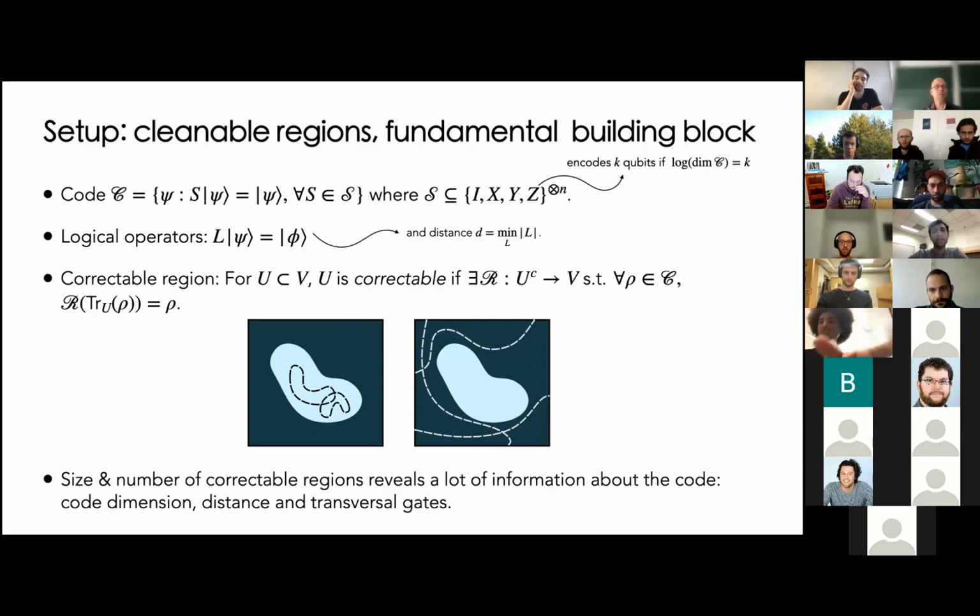And the fundamental insight from these papers by Bravyi and Terhal, Bravyi, Poulin and Terhal, and Bravyi and König is that the size and the number of these correctable regions in your error correcting code reveals a lot of information about the code. Namely, it tells you about the code dimension, the distance, and your ability to perform transversal gates. So being able to quantify the number of correctable regions in your code gives you a handle on all of these things and is a very powerful thing to know.